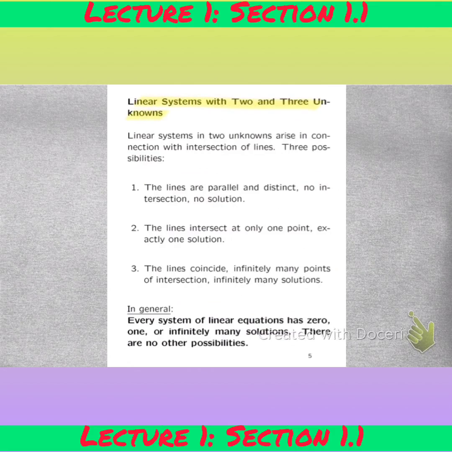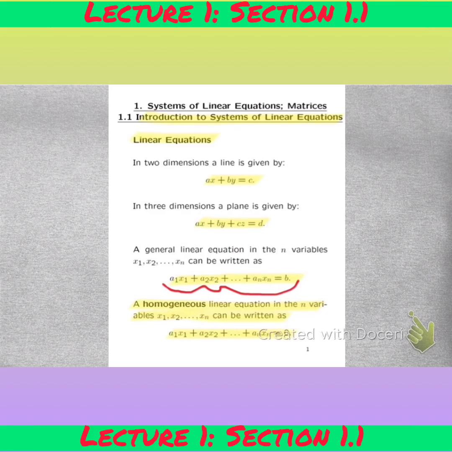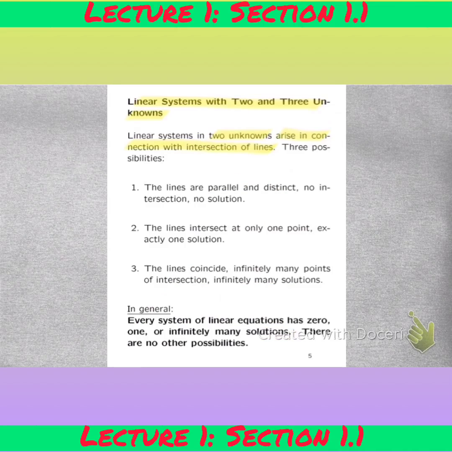Okay, now a linear system in 2 unknowns arises in connection with the intersection of lines. If you go back to the first slide, recall that this equation is the standard equation for a straight line in 2 dimensions. So when 2 unknowns are at play, you can interpret it geometrically as a straight line.